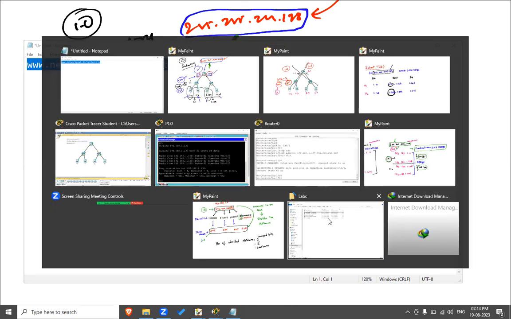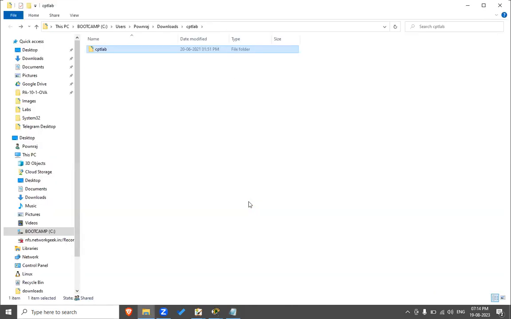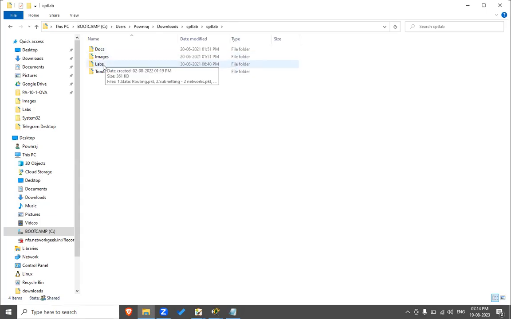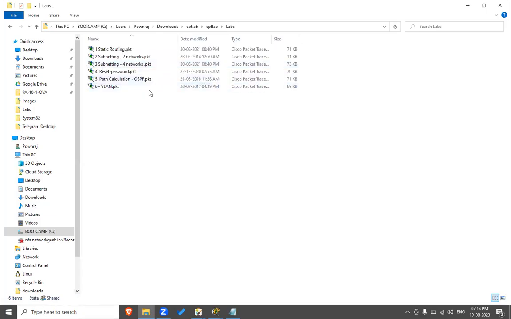Once you download the zip file and extract it, you'll see a folder like this, CPT lab. If you get into this lab, there are multiple documents. So just get into the labs. Static routing, we did this already. You remember, I think. Now this is the second one that we are doing. This is the file I was actually opening right now.